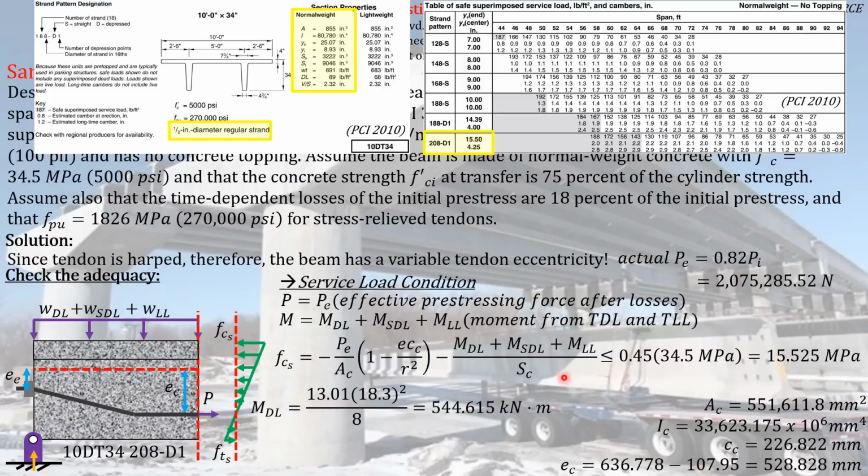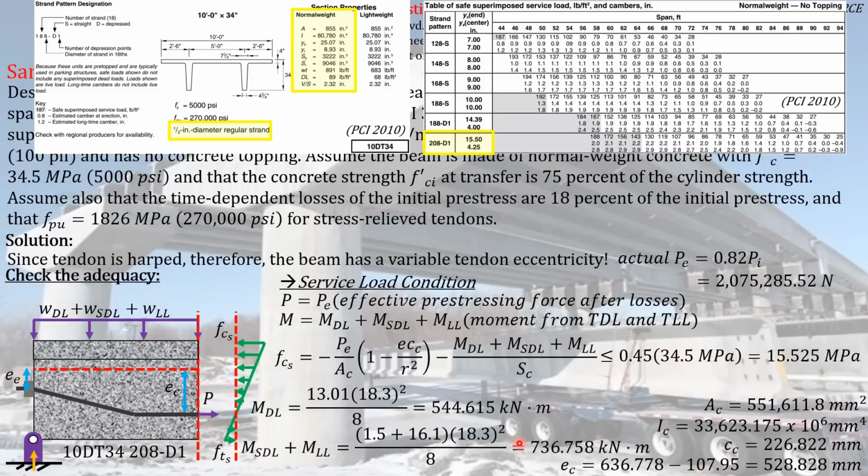And then, additional to that, we need to know the moment due to the dead load, which will be coming from the weight of 10DT34, which we already computed a while ago as well, and the moment due to the combined superimposed dead loads and live loads. So we already computed all of this a while ago.